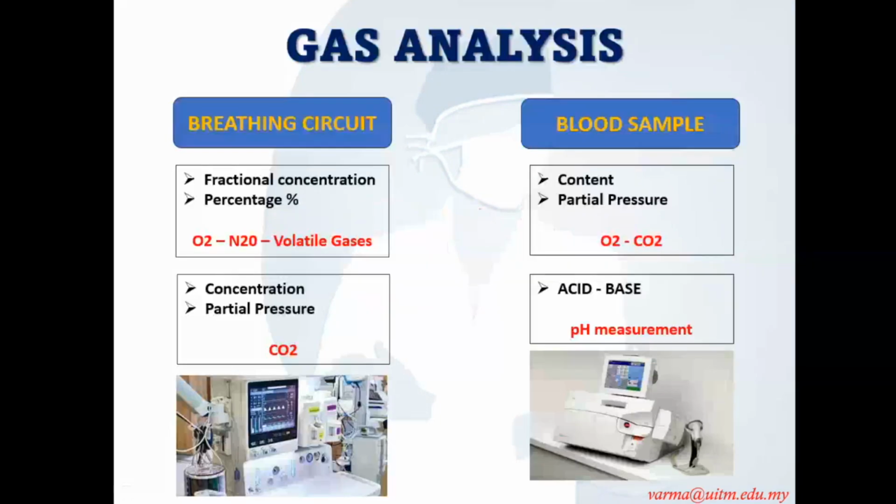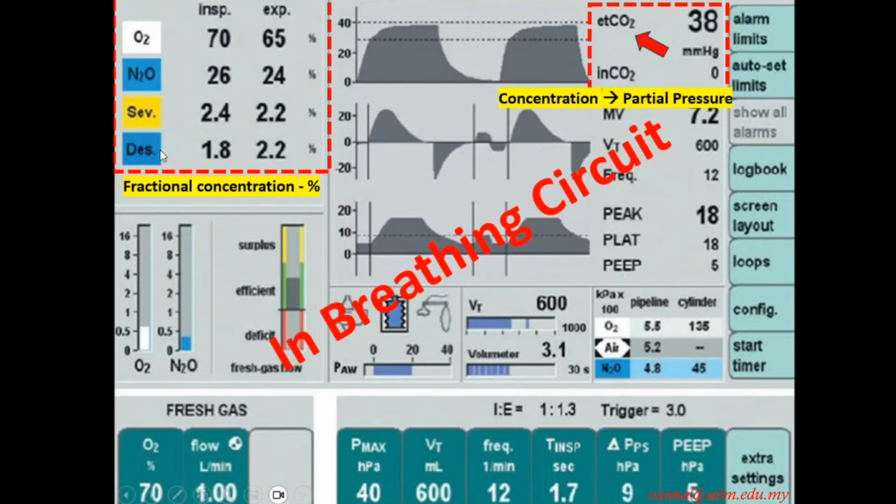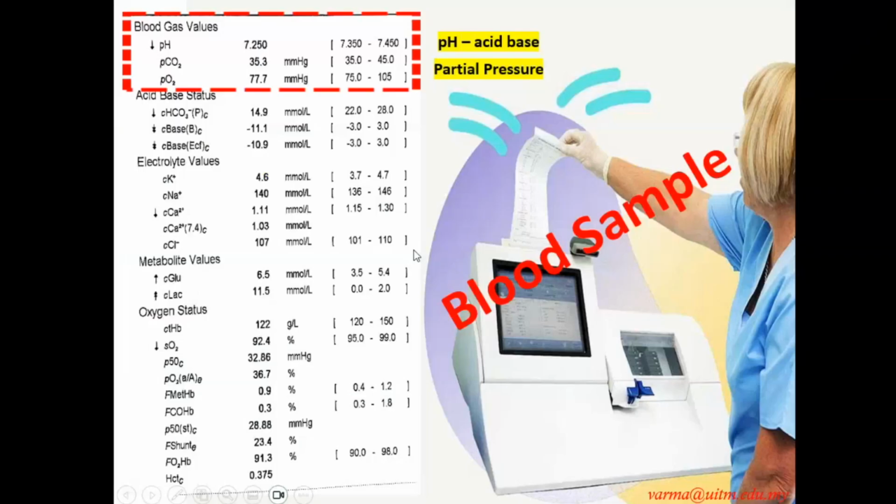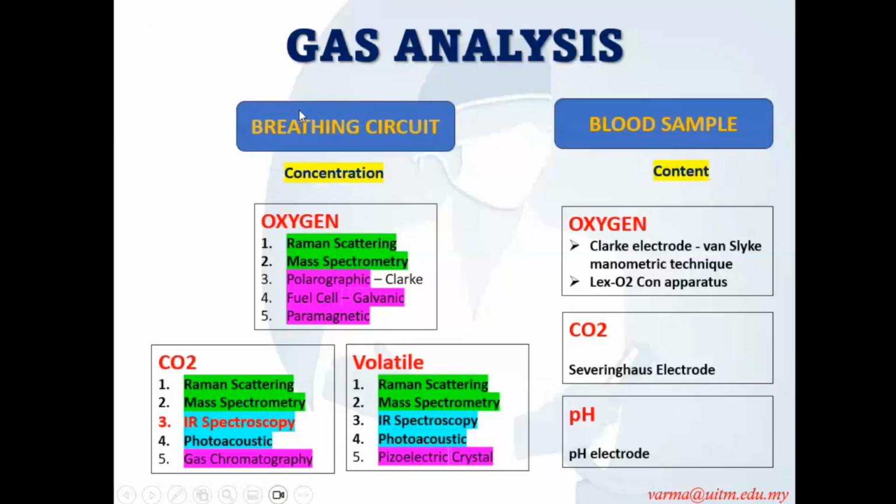Okay, recap. We talked about gas analysis, breathing circuit, and blood sample. Breathing circuit for oxygen, nitrous oxide, volatile gases is mostly a percentage. For carbon dioxide it is partial pressure, millimeter mercury. For blood sample, it's content for oxygen and carbon dioxide and pH measurement. We have talked about it. So in the breathing circuit, the distinguishing feature for carbon dioxide is that it appears in millimeter mercury. The only gas that appears in millimeter mercury is carbon dioxide. Everything else is in a percentage. Whereas in blood gas, of course, we get oxygen and carbon dioxide in millimeter mercury. So we have talked about it.